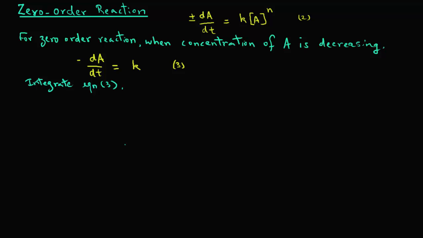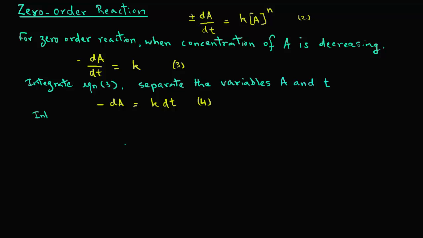Now you will recall the way to integrate a differential equation is to first separate the variables. And the variables here are the concentration and time, since both of them are changing, and k of course is a constant. So we write minus dA on left hand side equals k times dt on the right hand side. So we have separated the variables in equation 3 to obtain equation 4.